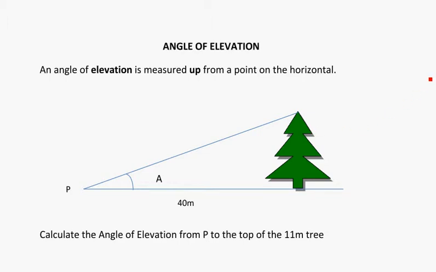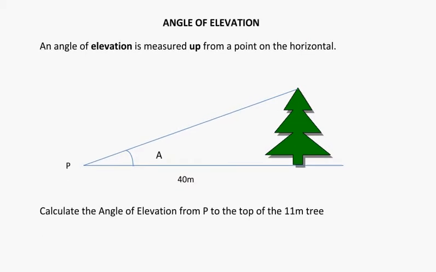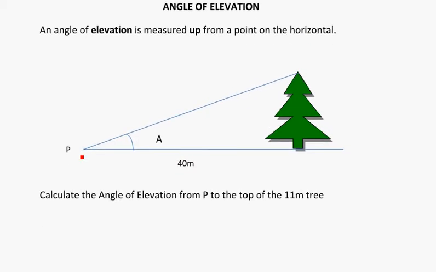We often talk about the angle of elevation and the angle of depression, and so this video will help you to understand what that means. An angle of elevation is measured up from a point on the horizontal. So it's as though you're lying on the ground looking up here, and it's from the ground up to the line that goes to the top of whatever you're looking at.